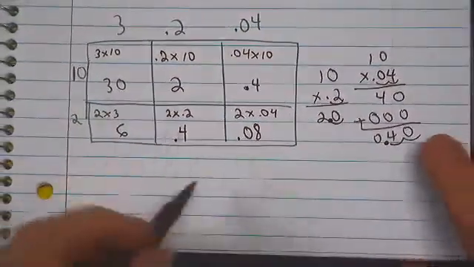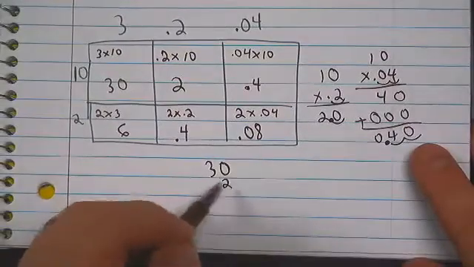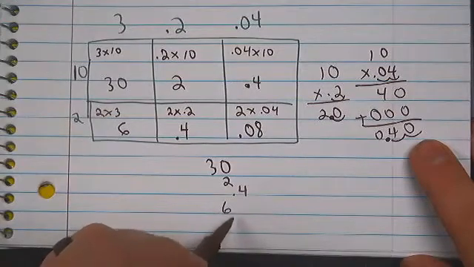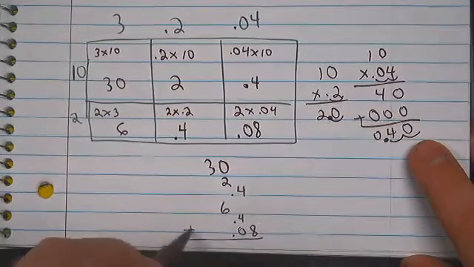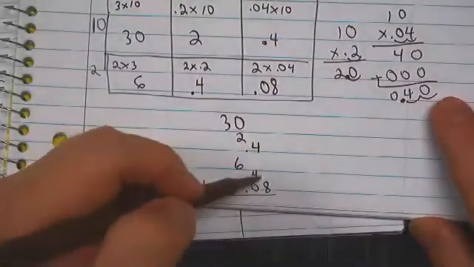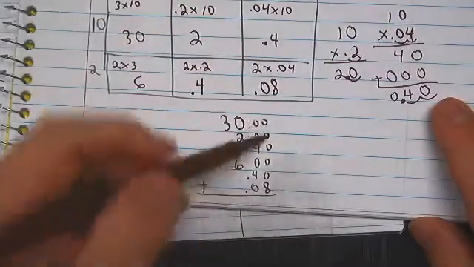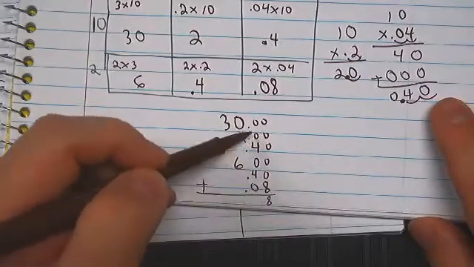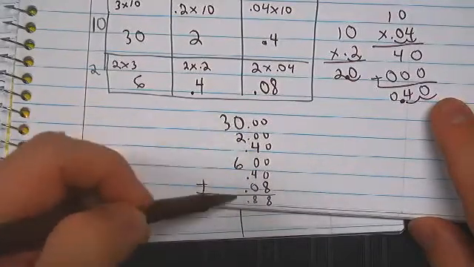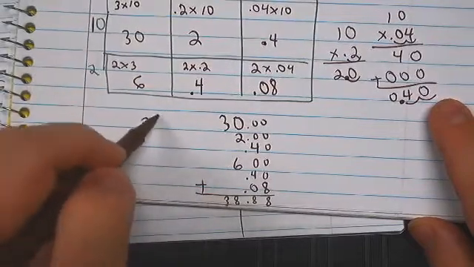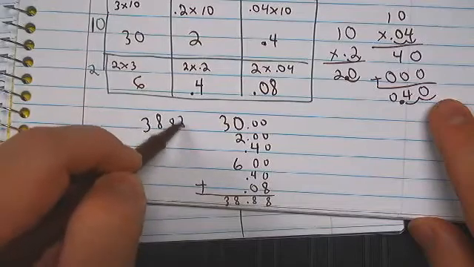All right, let's add all that up. Let's do 30 plus 2 plus 4 tenths plus 6 plus 4 tenths plus 8 hundredths. So we've got 0, 0, 0, 0. 8 plus 0 is 8. 4 plus 4 is 8. 6 plus 2 is 8. And there's the 3. So it should be 38 and 88 hundredths, which is what we got originally.